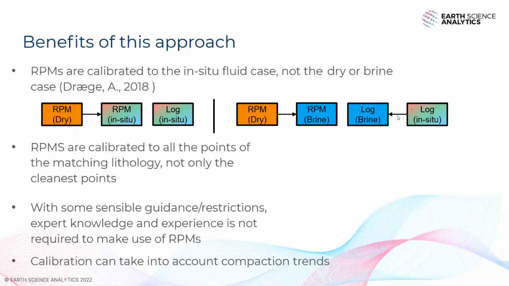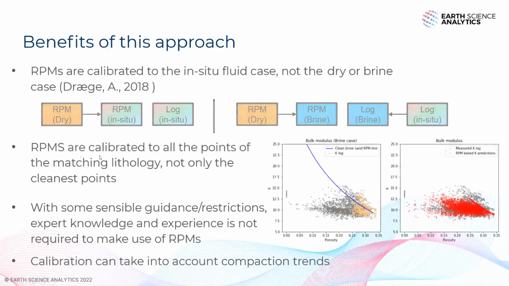Obviously, that's mostly taken care of in the traditional approach by only using very clean sands, which means that you satisfy the Gassmann assumptions for most of the points, but that does limit you to very clean sands. Whereas here, as we see in the second point, we are calibrating to all the points of the matching lithology, not just the cleanest points.